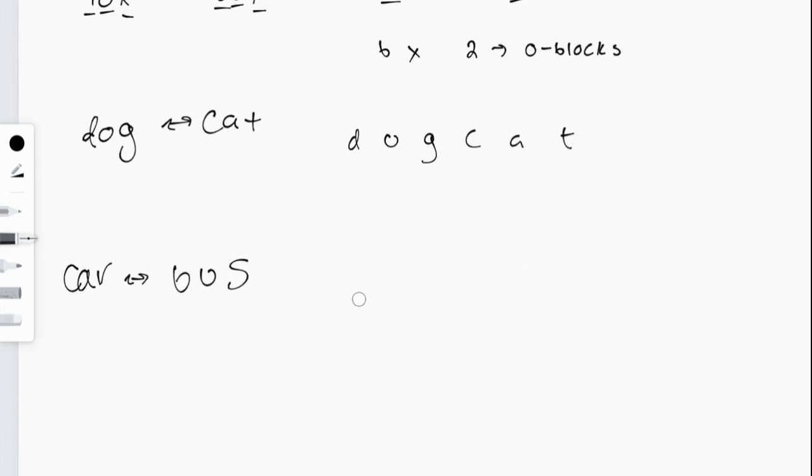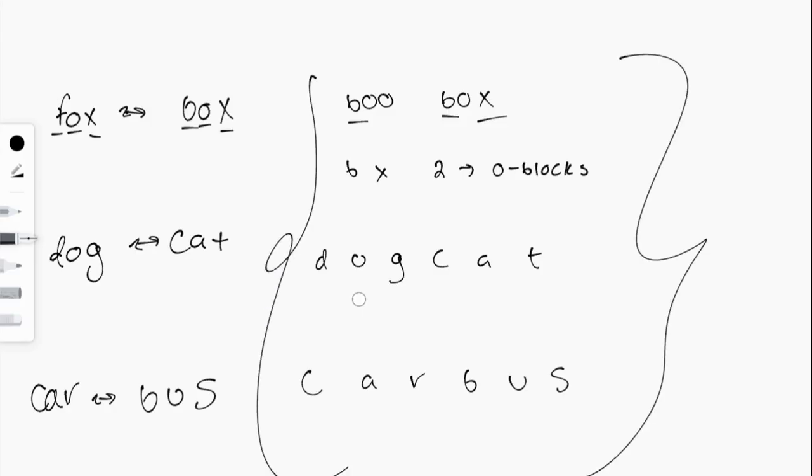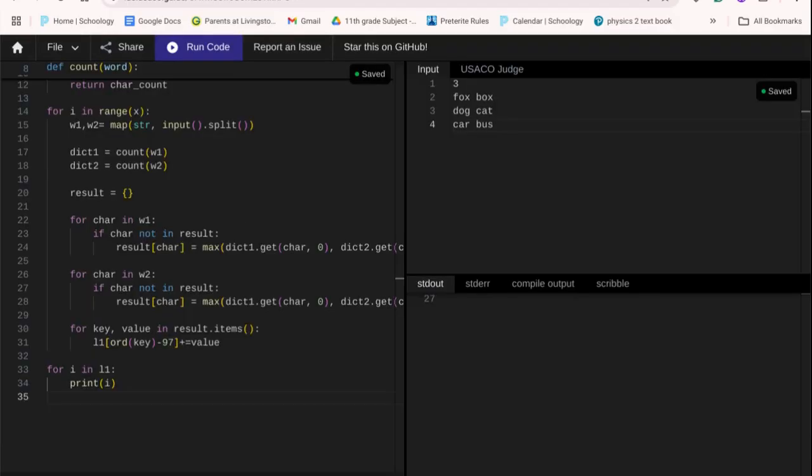And then for car, you're going to need a C block, A block, R block, B block, U block, and an S block. And basically by doing this, then we'll just add all of our results into a list, and then that list will give us the max amount of blocks that we need to create any pair of words. So the code for this is quite simple.